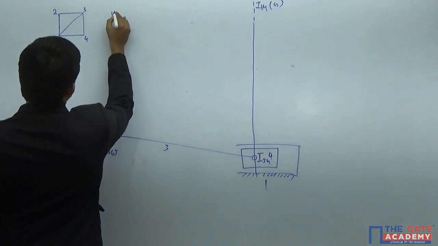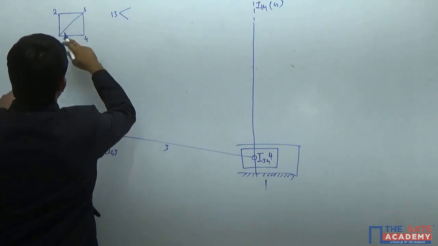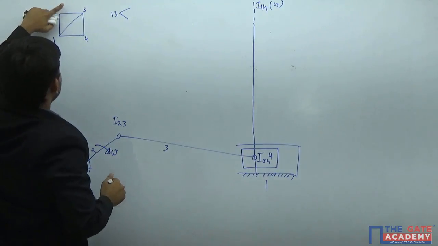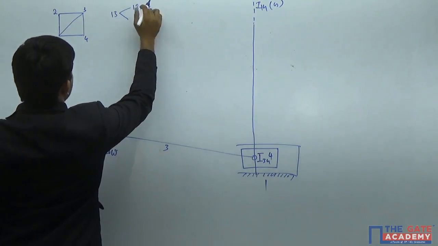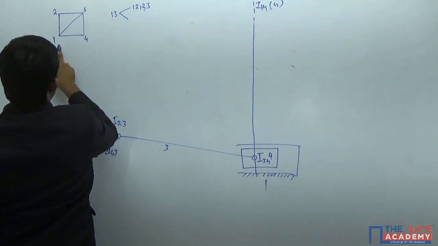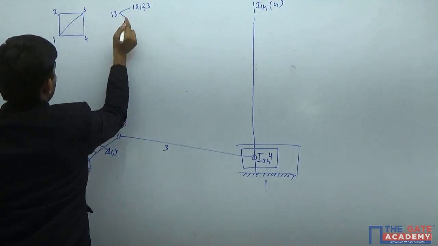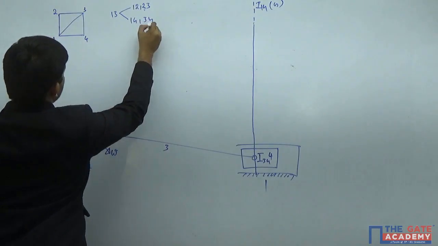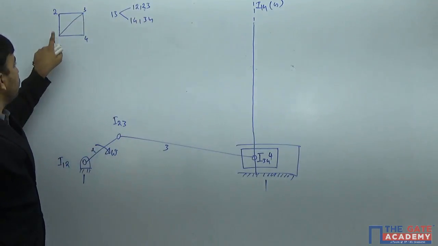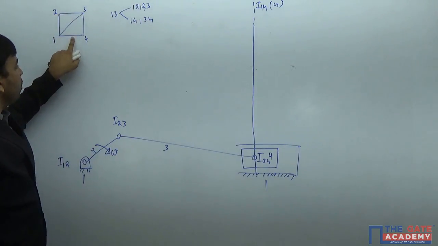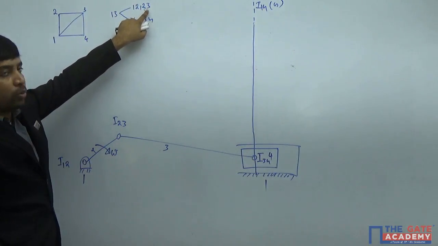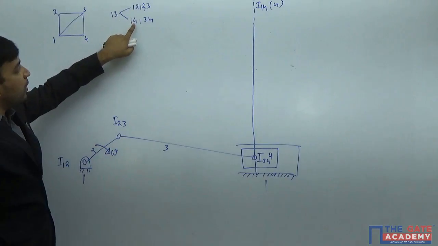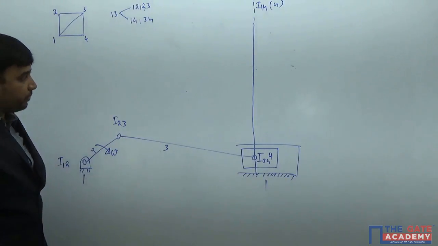I can locate the instantaneous center I13 like this. I13 lies on the line joining 1, 2 and 2, 3, or I13 lies on the line joining 1, 4 and 3, 4. I can go from 1 to 3 via 2, that is 1, 2 and 2, 3, or via 4, that is 1, 4 and 3, 4.